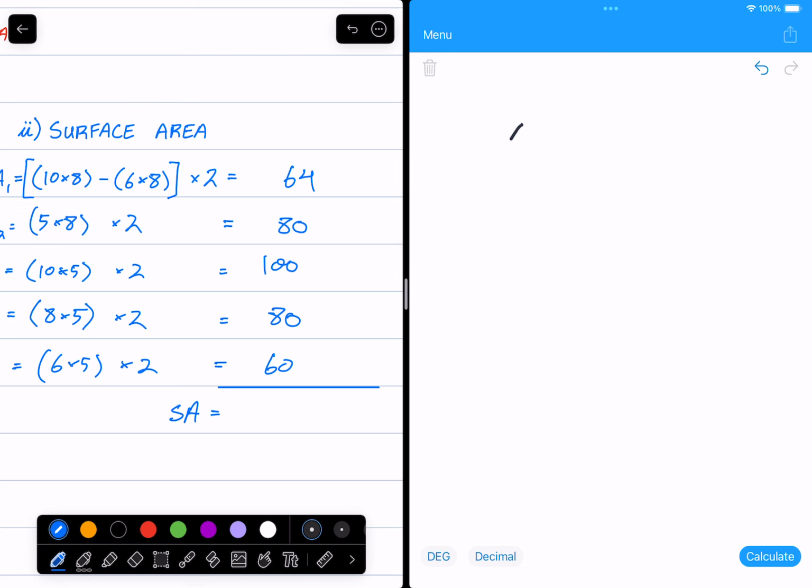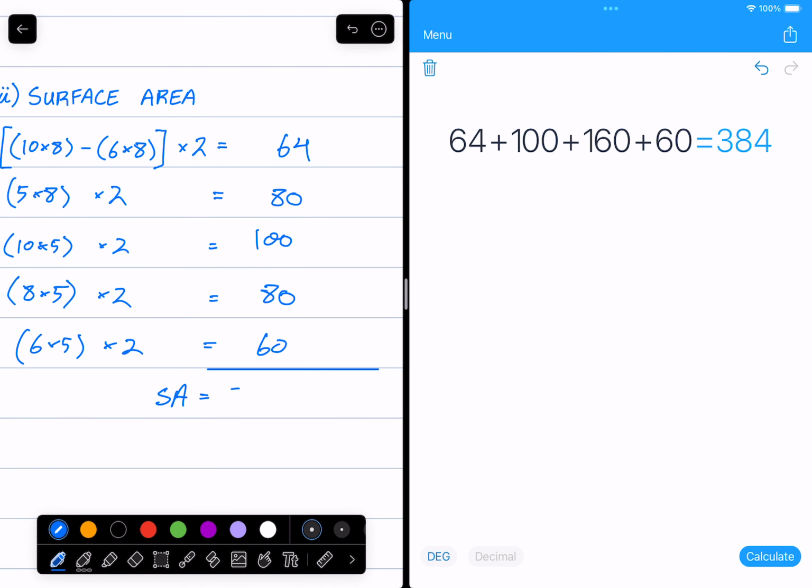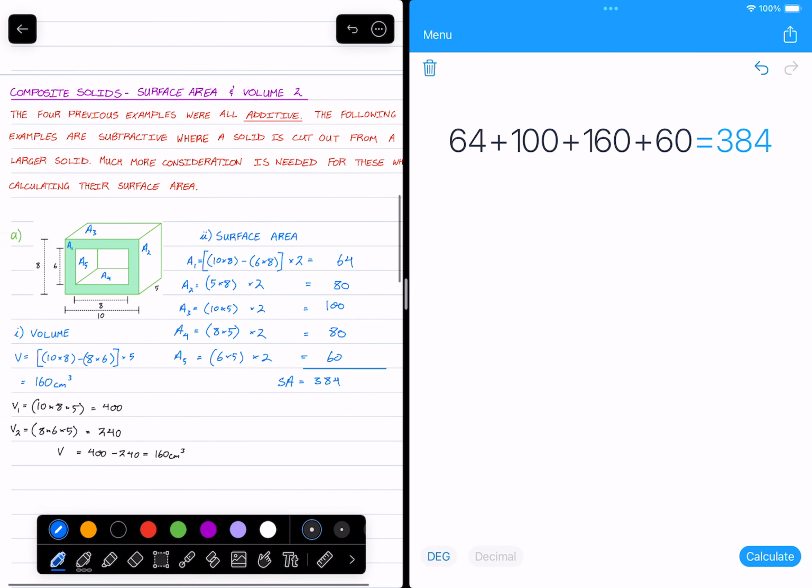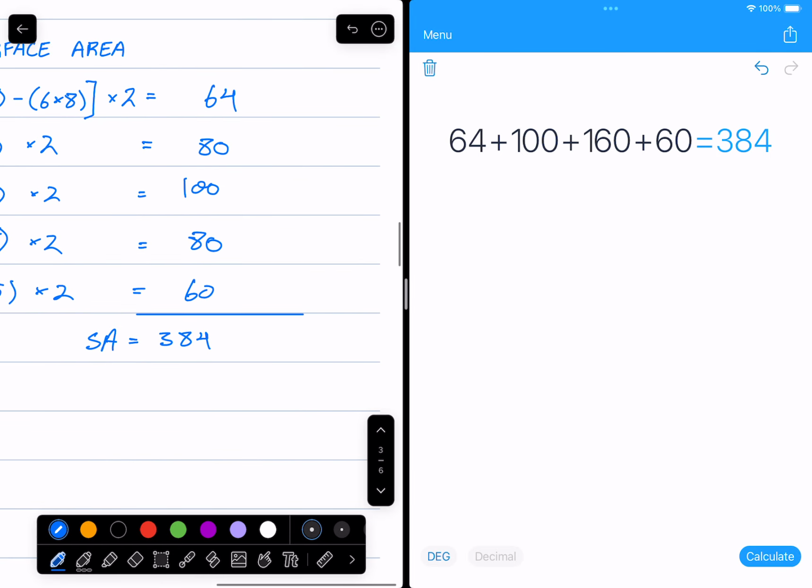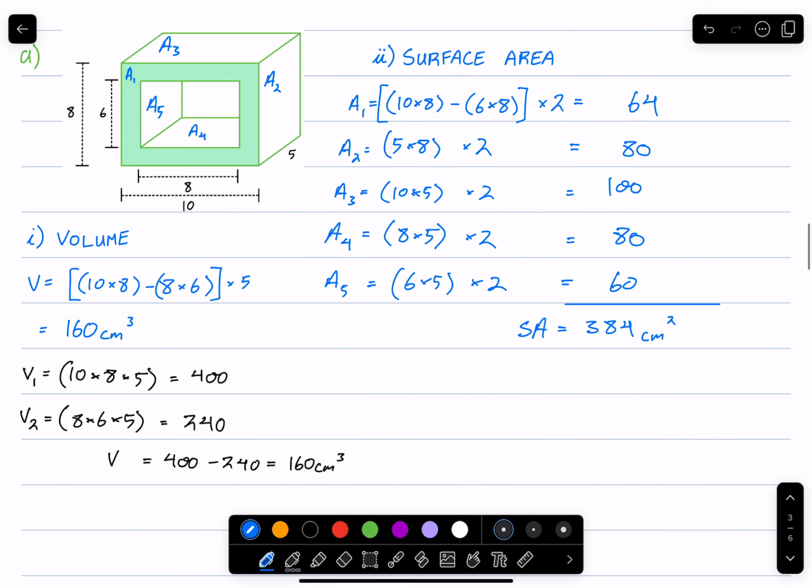Adding all of these together, 64 plus 80 plus 100 plus 80 plus 60. All in all, this gives us a total of 384, and we said that this was in centimeters, so 384 centimeters squared this time, because this is working on the surface area, not the volume.